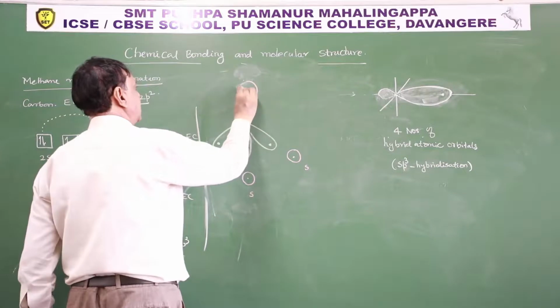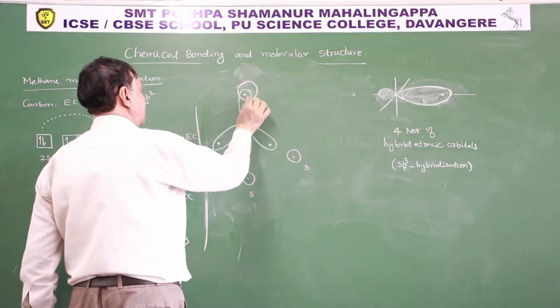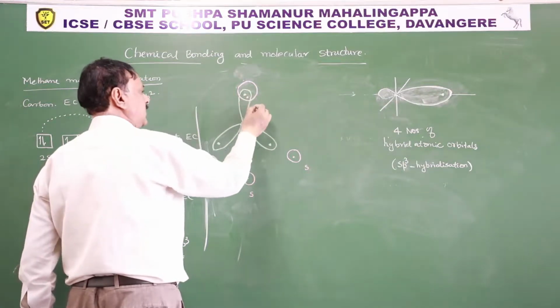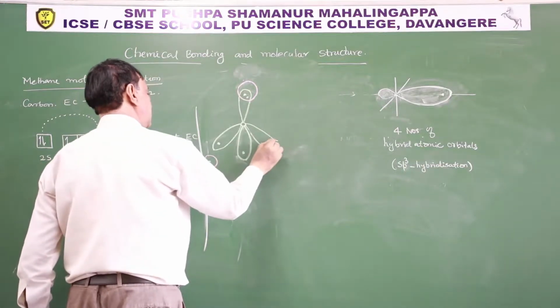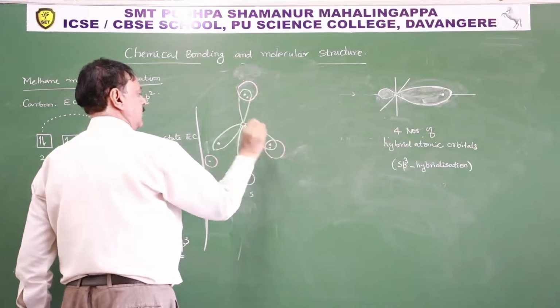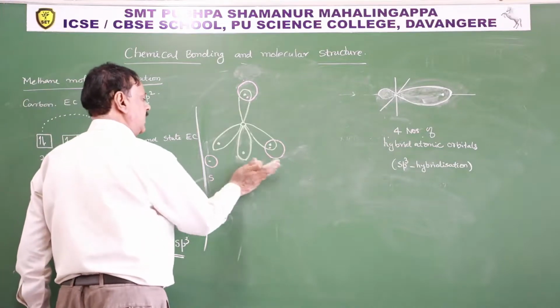Now this is 1 electron from the carbon atom's sp3 orbital and 1 electron from the hydrogen atom. Now this is sp3 overlapping. And here is 1 more electron from the carbon atom's sp3 hybrid atomic orbital, with the s atomic orbital here.